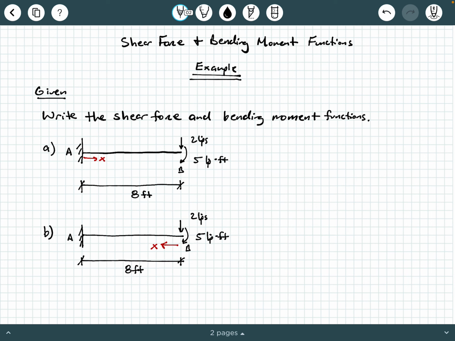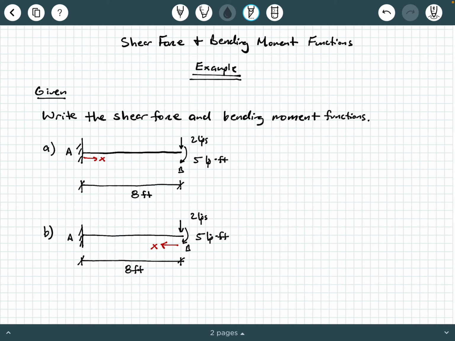In our given information, we're being asked to write the shear force and bending moment functions for these two beams. If you notice, both of these beams, beam A and beam B, are the same beam. We have a cantilever beam, fixed at end A and free at end B. The span is 8 feet long and it's supporting a 2-kip point load at the free end and an applied bending moment, or couple moment, of 5 kip-feet at the free end. And again, it's the same beam.